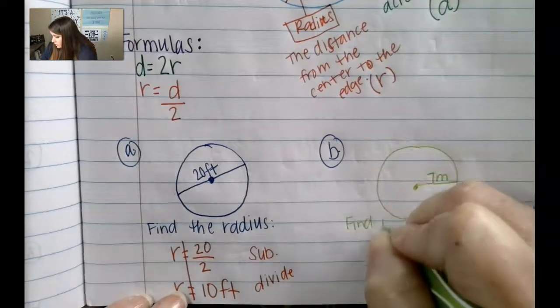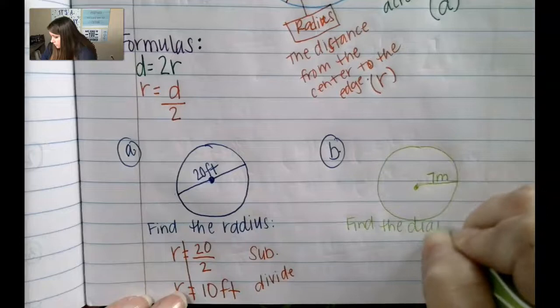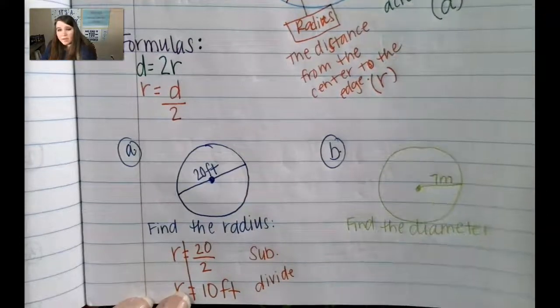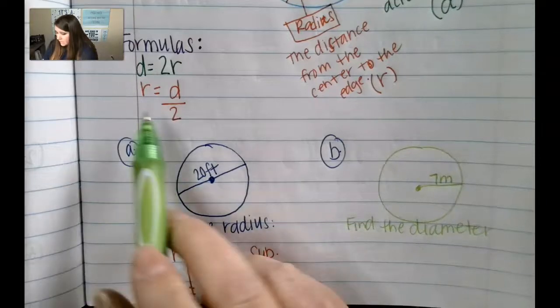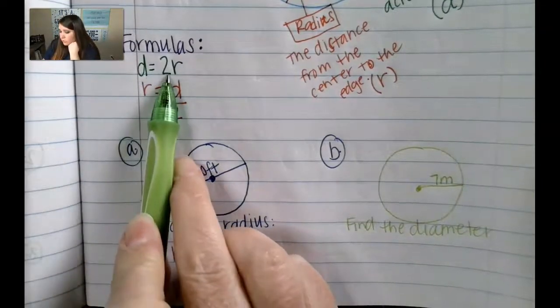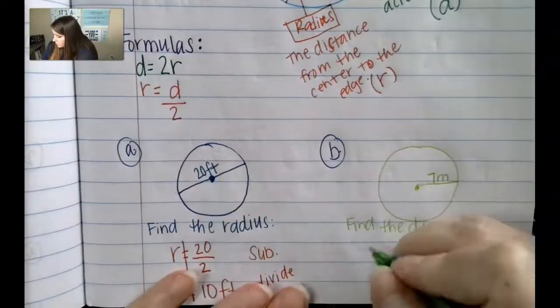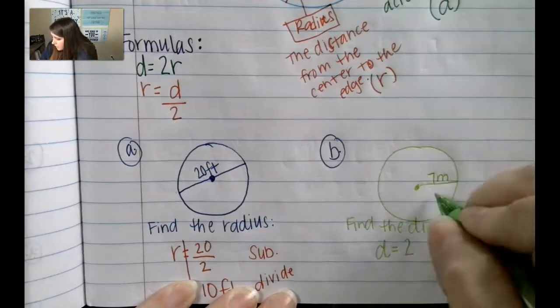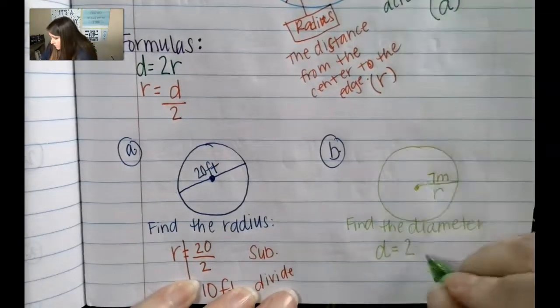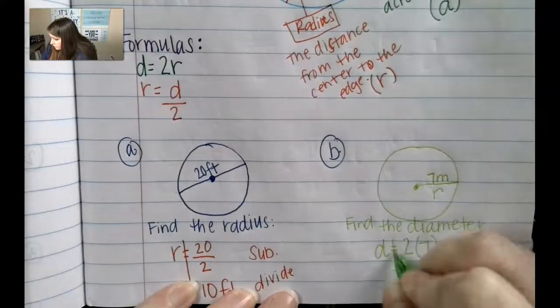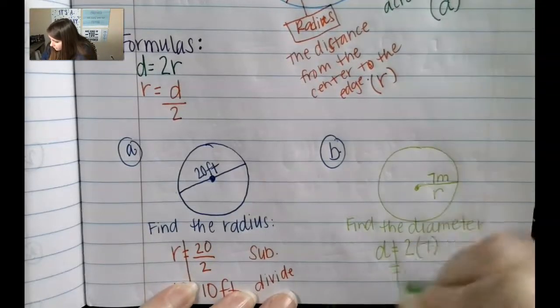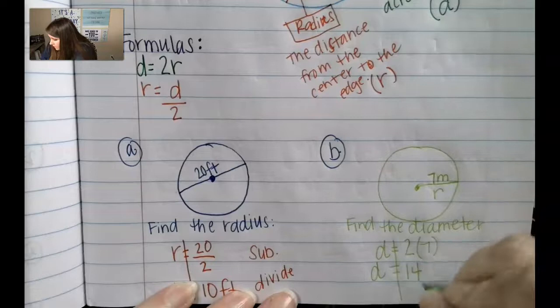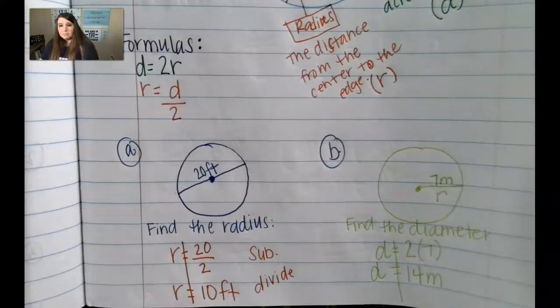So find the diameter. What we're going to do to find the diameter is we're going to come up here and see that diameter equals 2 times the radius. So diameter equals 2 times the R, and our R is 7. So diameter equals 2 times 7, which is 14, and it's meters. So 14 meters is my diameter.